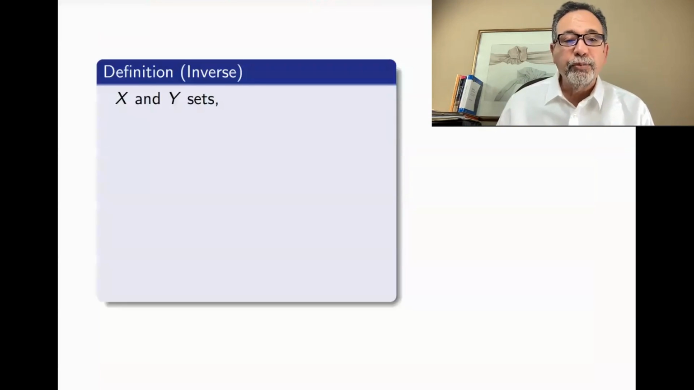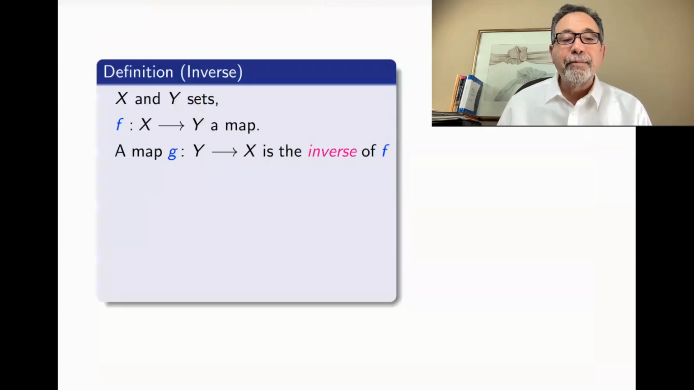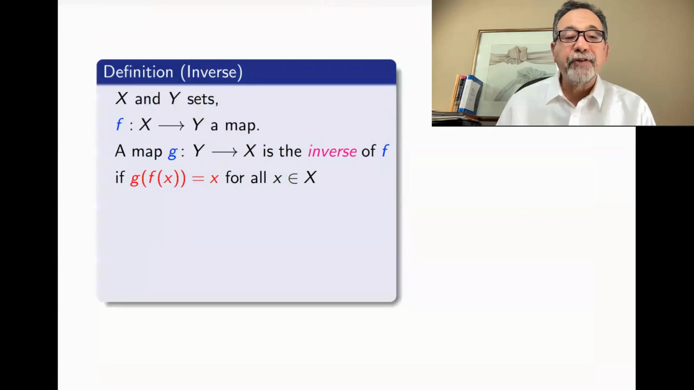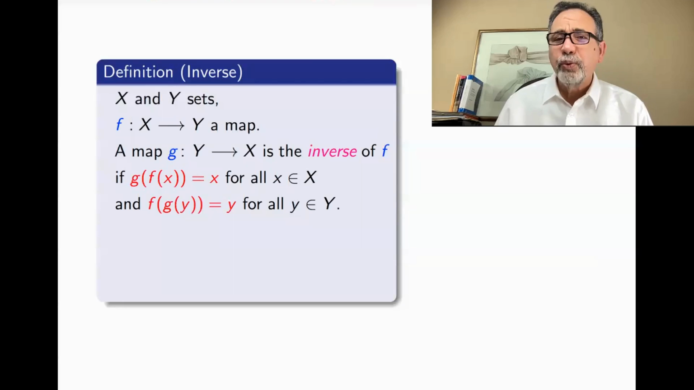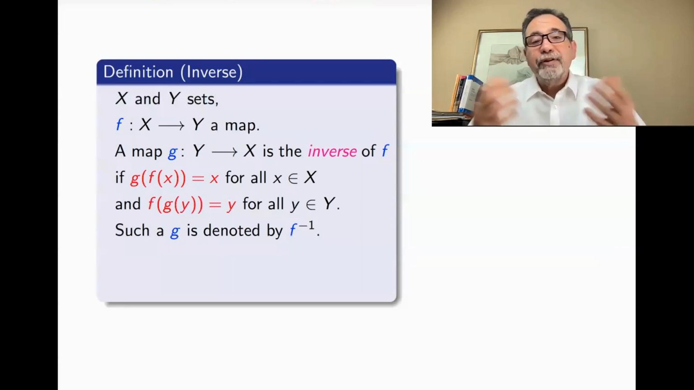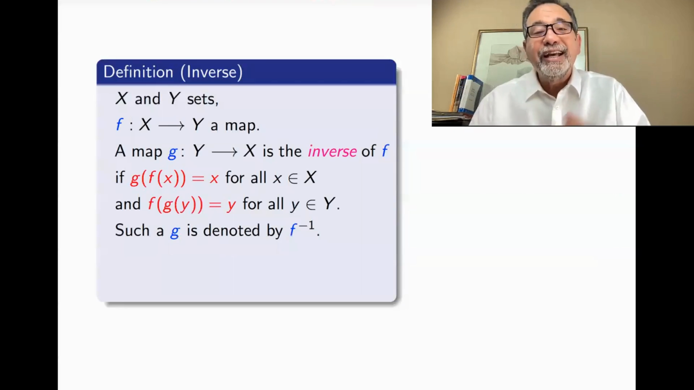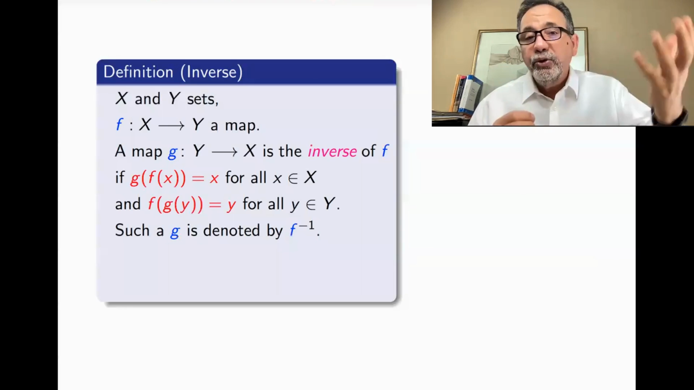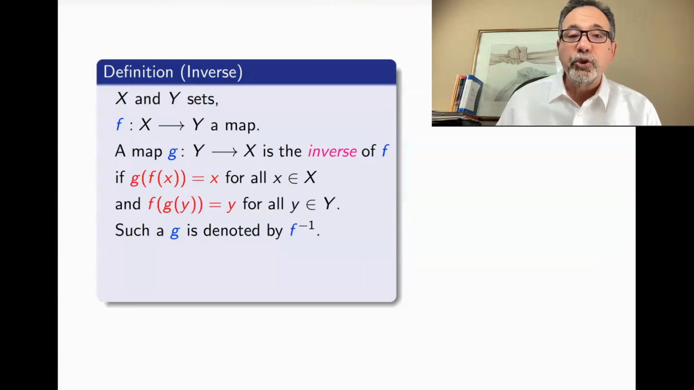If I want to write it formally, if x and y are sets and f is a map from x to y, then a map g from y to x is the inverse of f if g of f of x equals x for all x in x, and f of g of y is y for all y in y. Such a g is denoted by f inverse. f inverse is just another name for this function. To remind you that that function is the inverse of this other function that you were talking about, you call that f inverse. You give it a new name.